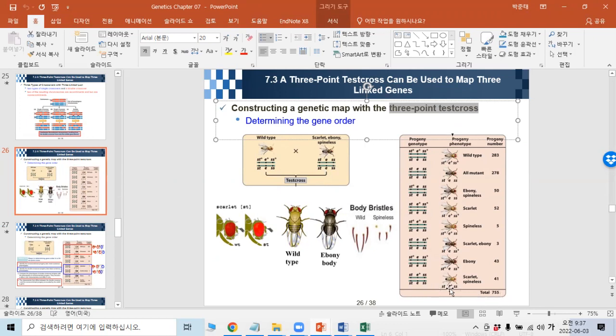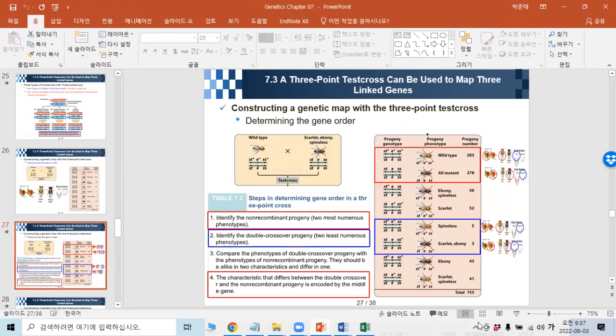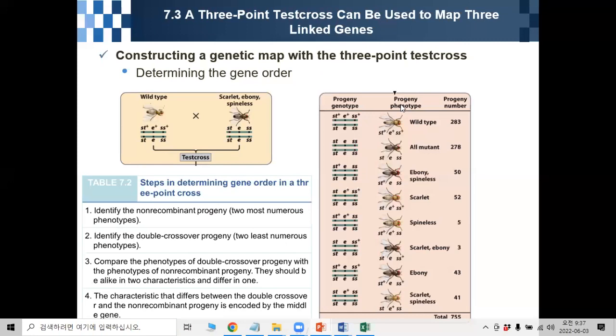Based on these numbers, we can calculate their location and also their distance. This one is very important. Based on this, we have 1, 2, 3, 4, 5, 6, 7, 8 cases. Usually we have only 2 cases.